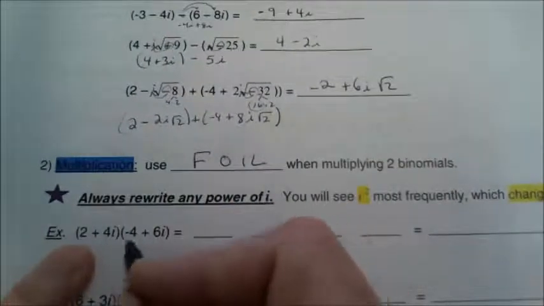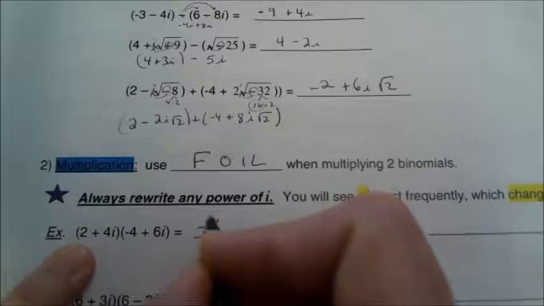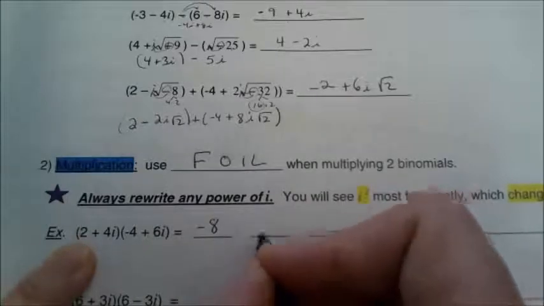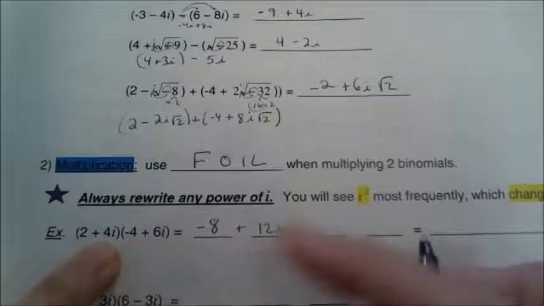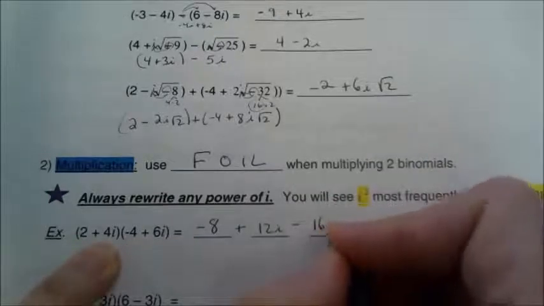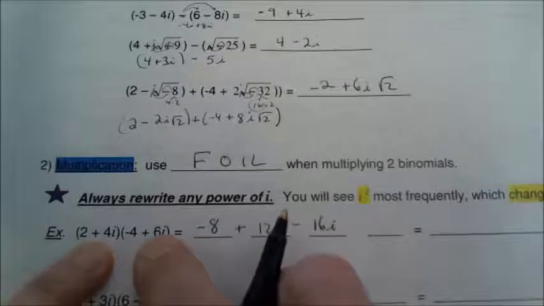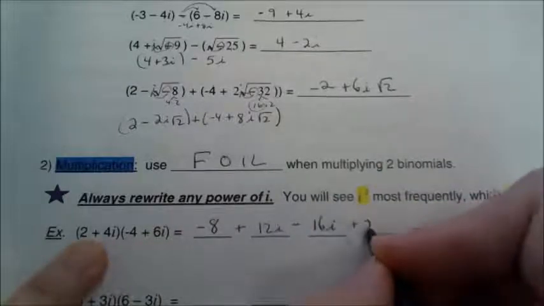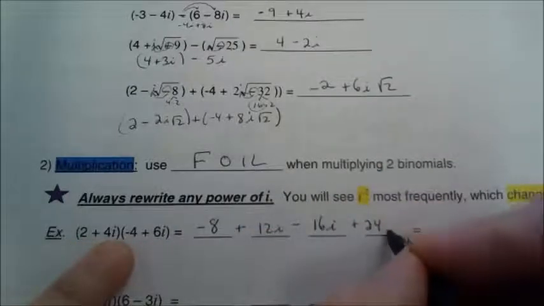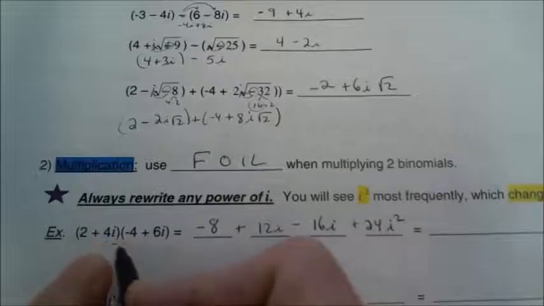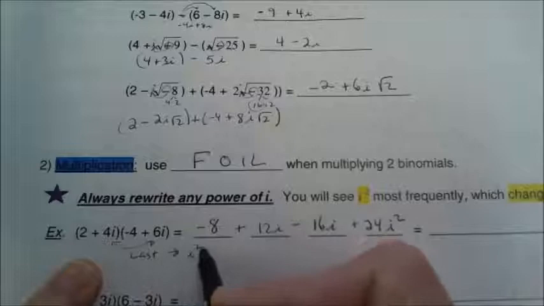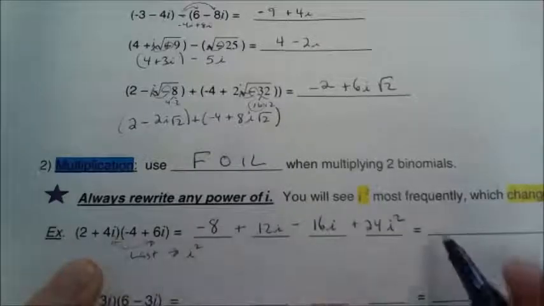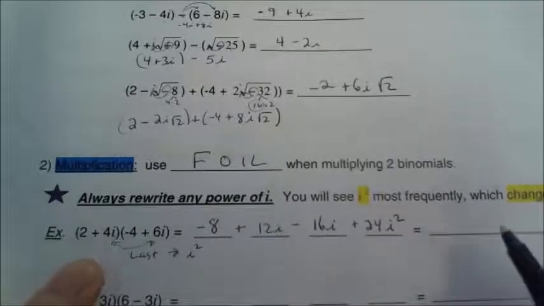So when you FOIL this, 2 times negative 4, 2 times 6i, which is a positive 12i, 4i times negative 4, and 4i times 6i. 4 times 6 is 24. i times i is i squared. Always when you're doing the last two terms, you are going to end up with an i squared in it because you'll have i times i, which is i squared.